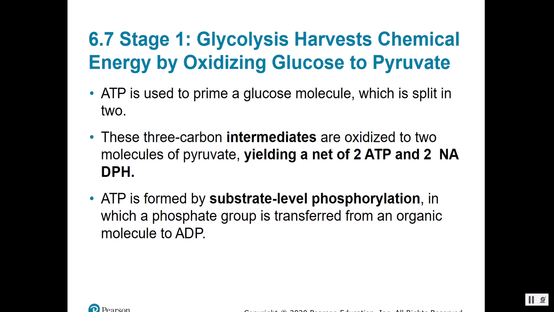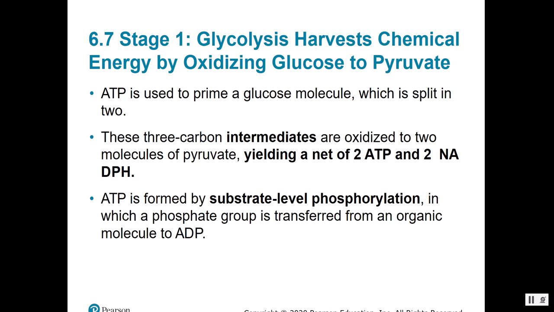All right, so now we are going to go to objective number 7: describe glycolysis and define substrate level phosphorylation. So glycolysis is going to harvest chemical energy by oxidizing glucose and turning it into pyruvate. All right, remember, oxidizing means we are going to release electrons. So we're going to split it up. ATP is used to prime glucose. The glucose is split into 2. There are 3 carbon intermediates that are oxidized to produce 2 pyruvates. We end up with 2 ATP and 2 NADH.